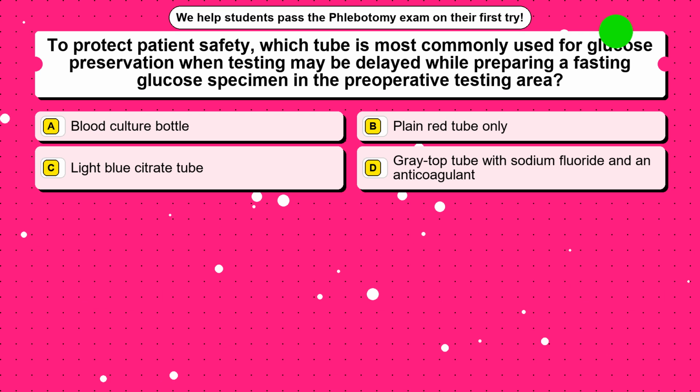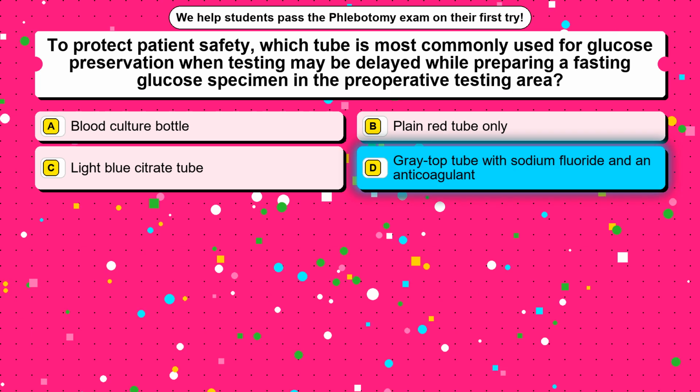Question 40. To protect patient safety, which tube is most commonly used for glucose preservation when testing may be delayed while preparing a fasting glucose specimen in the preoperative testing area? Option A, blood culture bottle. Option B, plain red tube only. Option C, light blue citrate tube. Option D, gray top tube with sodium fluoride and an anticoagulant.